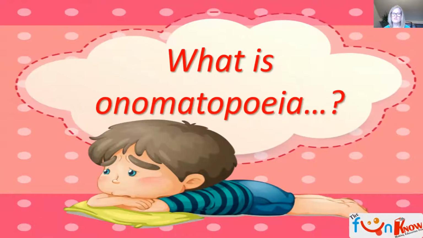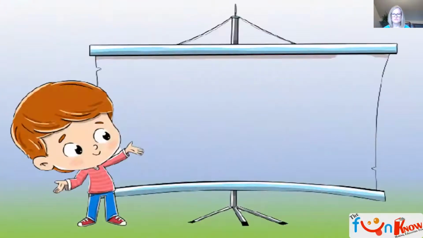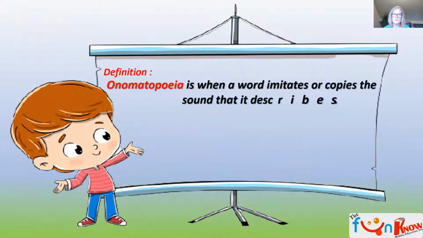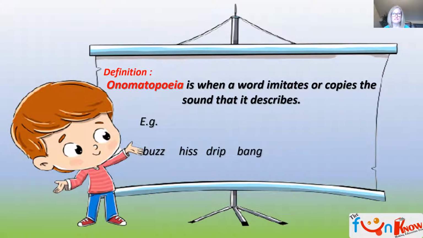So have a think, what is onomatopoeia? So here you're going to see a definition for onomatopoeia. Onomatopoeia is where a word imitates or copies the sound that it describes. For example, buzz, hiss, drip, and bang.